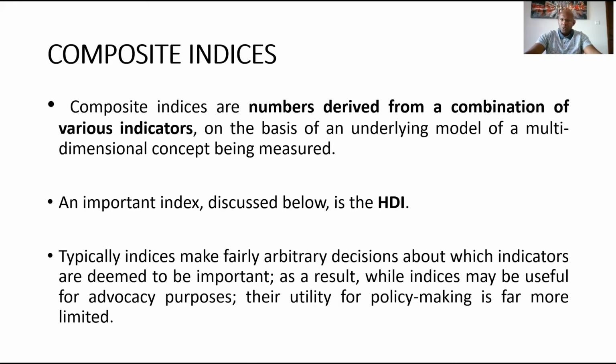We also have something called composite indices. Now, composite indices are numbers derived from a combination of various indicators on the basis of an underlying model of a multidimensional concept that is measured. An important index that we discuss here is what we call the Human Development Index. And typically, indices make fairly arbitrary decisions about which indicators are deemed to be important. As a result, while indices may be useful for purposes of advocacy, their utility for policy making is far more limited.